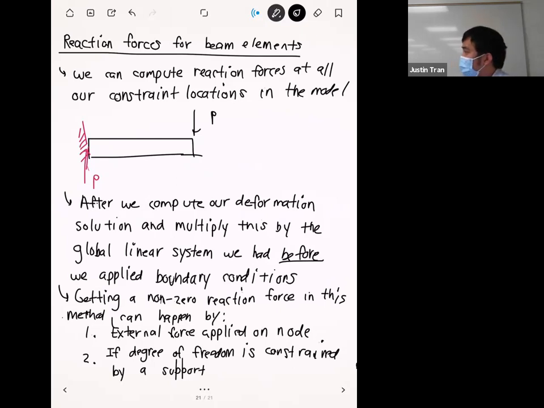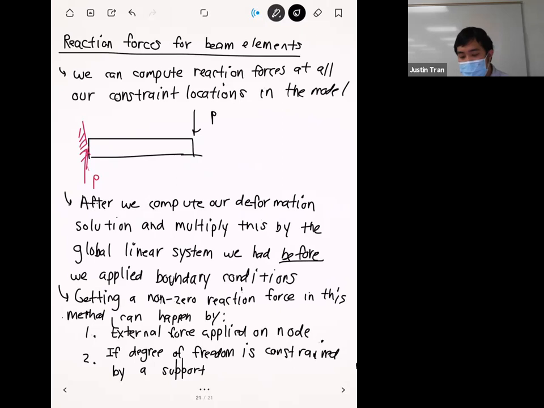All right. And so the reason I'm telling you this logic is you can use this to check your results. And so let's say that you get a deformation solution, and then you use that deformation solution to check the reaction forces. And if the reaction forces don't fit these criteria, like if you have a non-zero reaction force at a node where no boundary condition is applied, then that's usually a good indication that you should probably go back and check your results, because maybe something was up there.